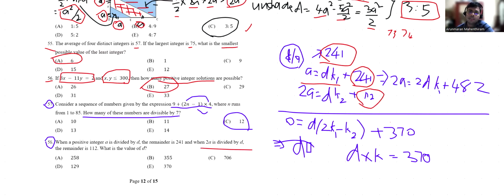So to make the first expression in terms of 2a, I'm going to multiply by 2 on both sides. That is this form. Now we will subtract one from the other. So 2a minus 2a is 0. Here d times (2k1 minus k2) is equal to 241 times 2 minus 112... so d times k is equal to 370. So the only possible value of d is 370.